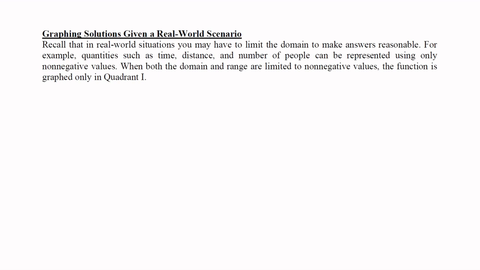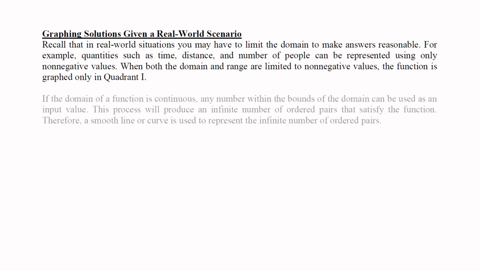Recall that in real-world situations, you may have to limit the domain to make the answers reasonable. For example, quantities such as time, distance, and number of people can be represented using only non-negative values. They have to be positive. You can't have a negative number of people. You can't go back in time and have negative time. When both the domain and range are limited to non-negative values, the function is graphed only in quadrant 1.